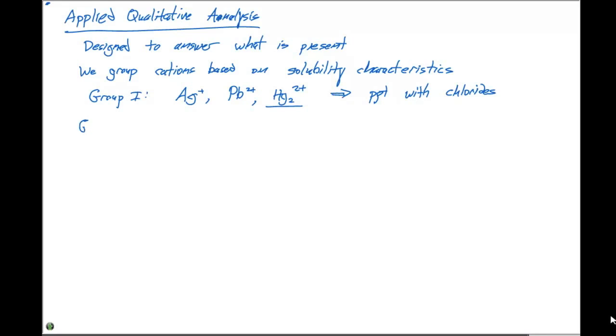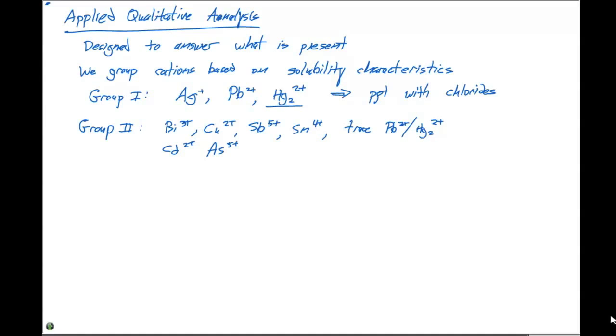The next group is group 2, and there aren't any fancy names for these things, just Roman numerals. And in group 2, we have bismuth 3 plus, copper 2 plus, antimony 5 plus, tin 4 plus, trace amounts of lead 2 plus and mercury 2 plus, cadmium 2 plus, and arsenic 5 plus.